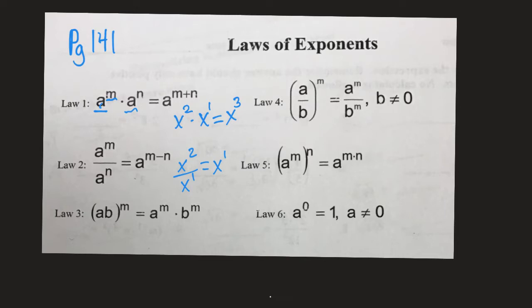Now with law 3, here it's basically distributing the exponent. We have two values, a times b, and they're going to multiply together, but be raised to the power of m. You can take that m and distribute it to a, give it that exponent, and then give b that exponent, and as we see here, we get a to the power of m times b to the power of m.